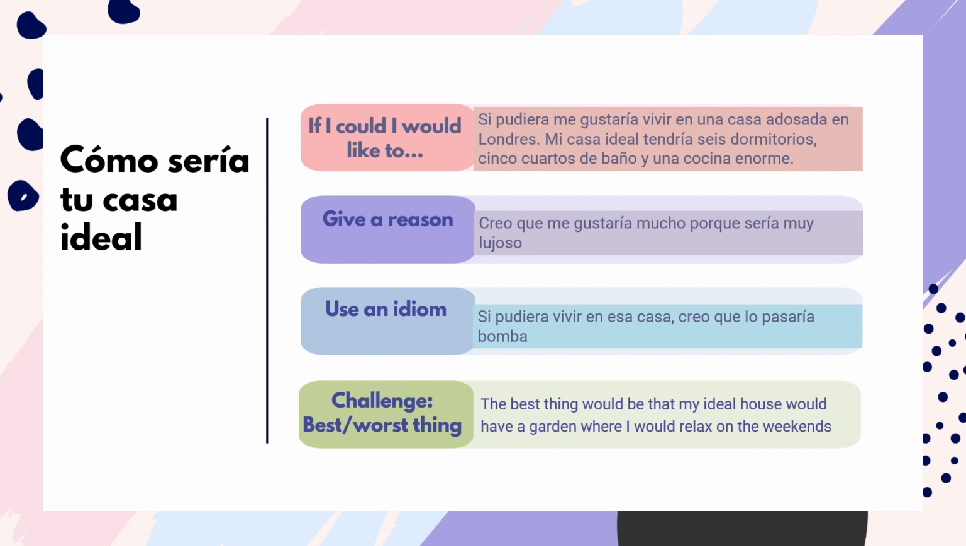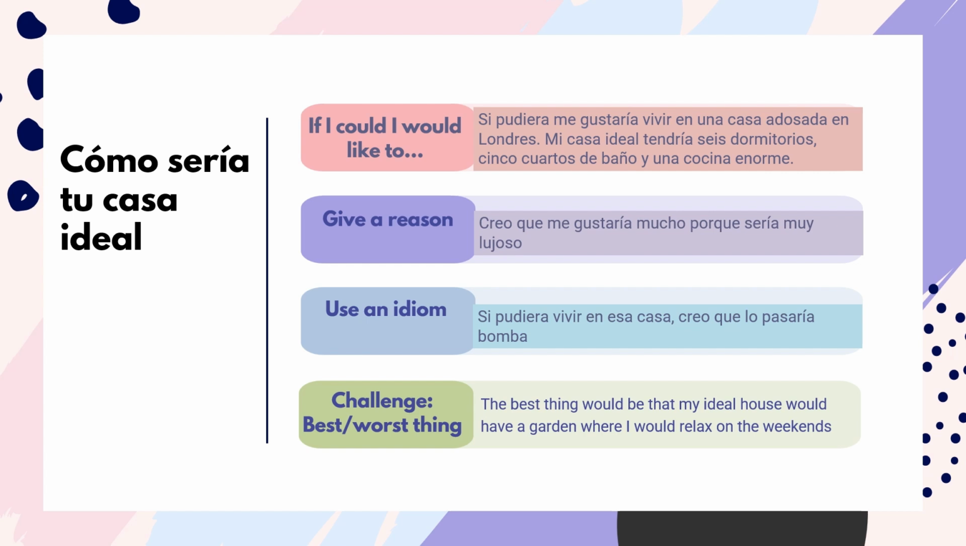And the last step, the best thing would be that my ideal house would have a garden where I would relax on the weekends. Okay, so we saw the verb "to relax" last week. This is a bit of a challenge here. We saw how we conjugate reflexive verbs in different tenses. So see how you get on with saying "I would relax". Pause the video and translate.